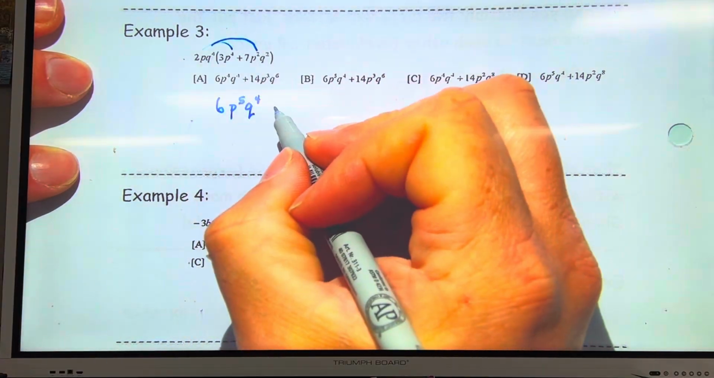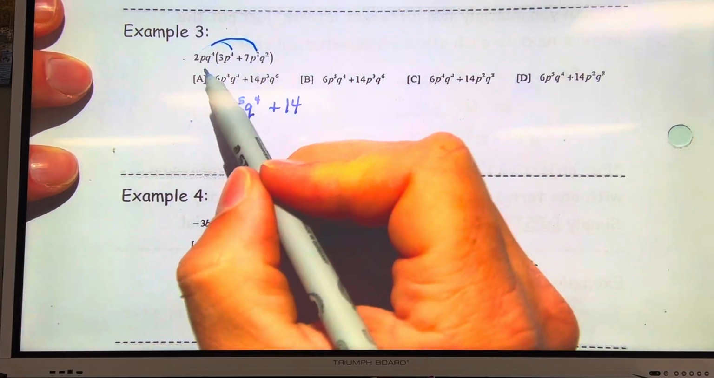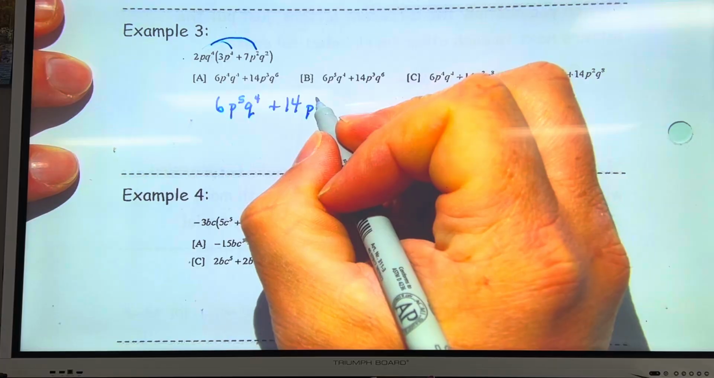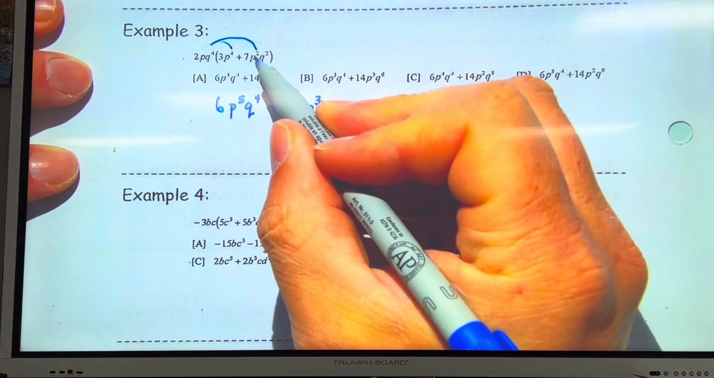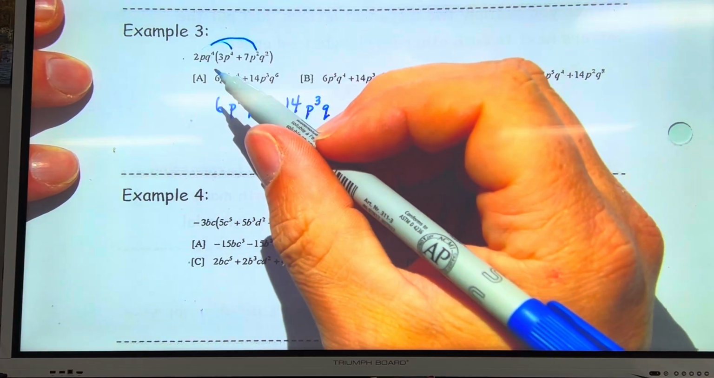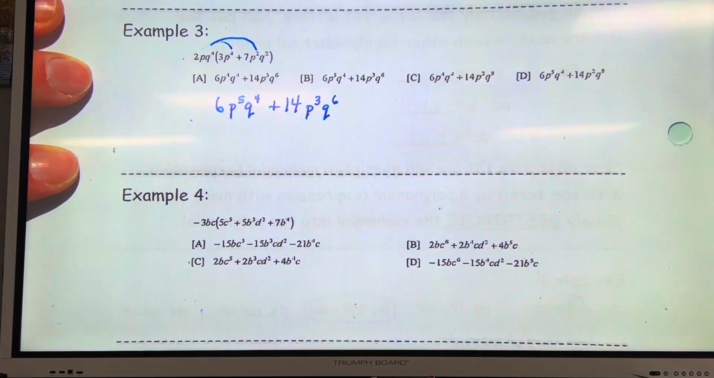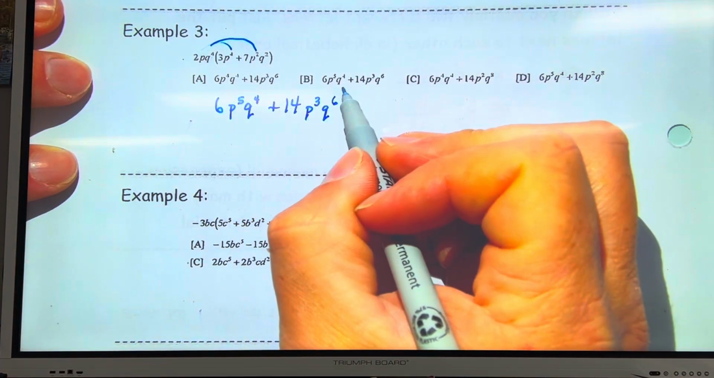Now for this one, plus 14. 2 times 7 is 14. P times p squared, I'm going to add the exponents. 2 plus 1 is 3. And then I'm going to add the exponents here because they both have a q piece. Q to the, adding 4 plus 2 is 6. Okay, so I'm looking at it here, and that looks like it's going to be B.